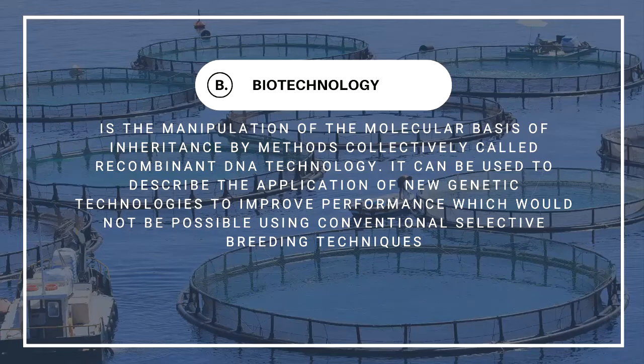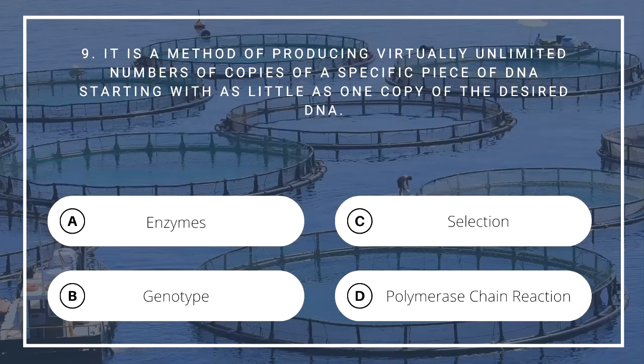Number 9. It is a method of producing virtually unlimited numbers of copies of a specific piece of DNA starting with as little as one copy of the desired DNA. A. Enzymes. B. Genotype.